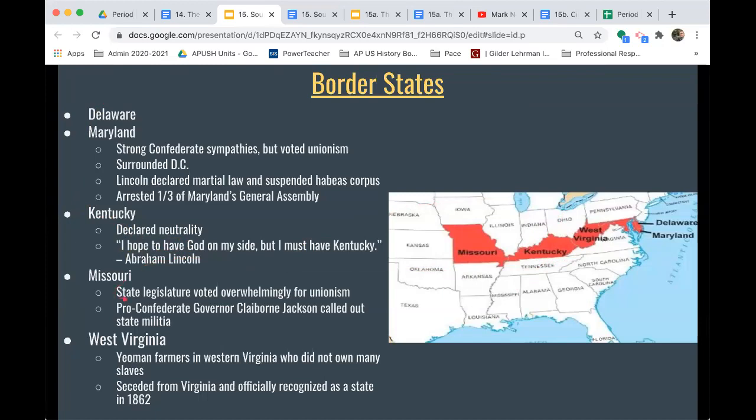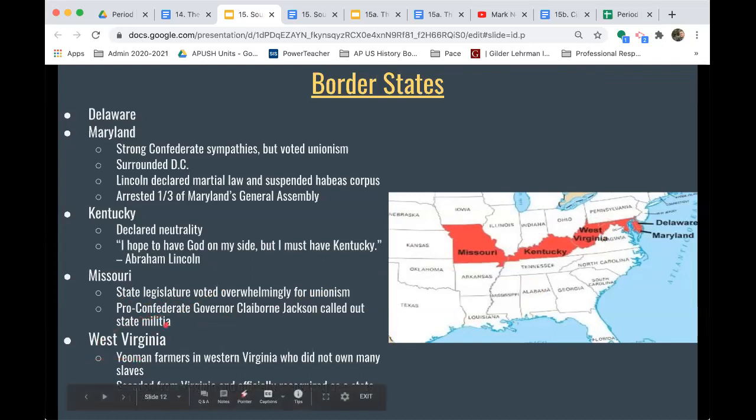Missouri as well, as you know, Missouri is a slave state because of the Missouri Compromise. But Missouri's state legislature, their state government, votes pretty strongly in favor of staying in the Union. Their governor doesn't like that. He's pro-Confederate. Claiborne Jackson, he tries to call out the state militia to fight for the Confederacy. So Missouri is going to have their own little civil war for much of the war between Union and Confederacy, but they're not going to be nearly as pivotal in the war as Kentucky and Maryland.